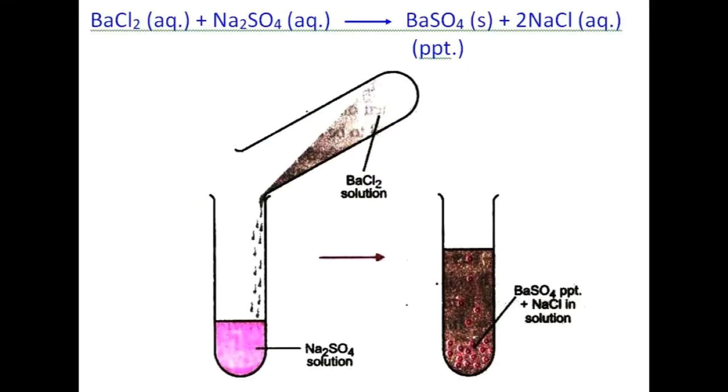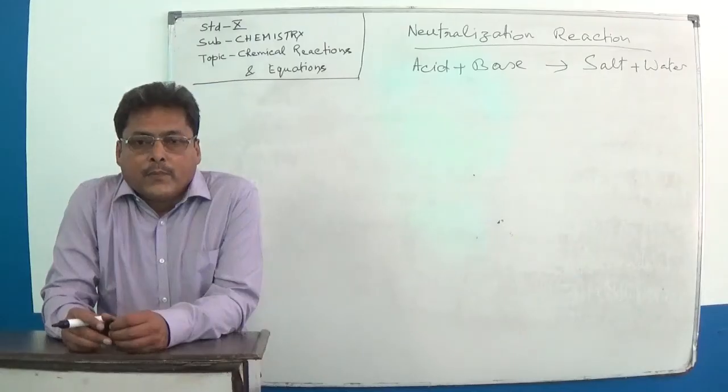Here you see barium chloride in its aqueous solution and sodium sulfate, also an aqueous solution. These two mix and react. What happens is that barium sulfate, an insoluble solid, precipitates. It drops to the bottom of the test tube, and NaCl, sodium chloride, remains in the aqueous solution. This is an example of a precipitation reaction.